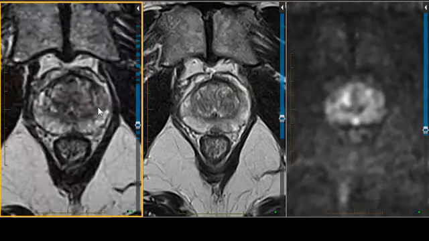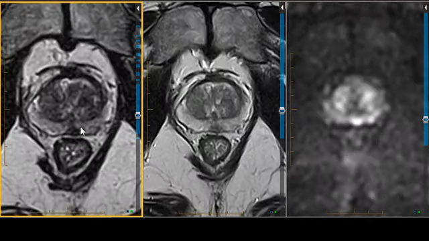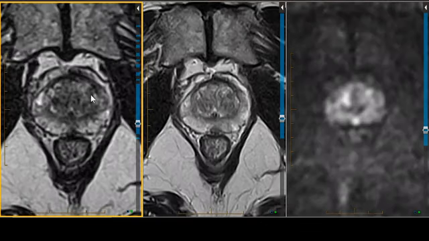Let's go down to the apex of the gland, down lower. There's some nodularity, but there's also some diffusion restriction. So this one's more well circumscribed. But nodularity is not a good thing in the peripheral zone. So nodularity PZ, danger. Nodularity TZ, not danger.